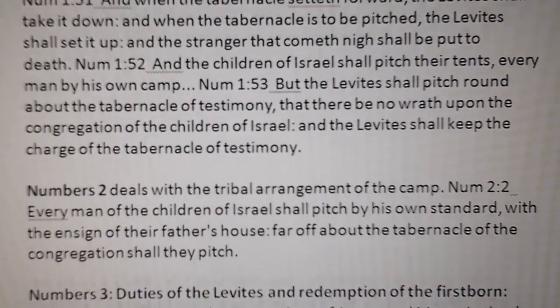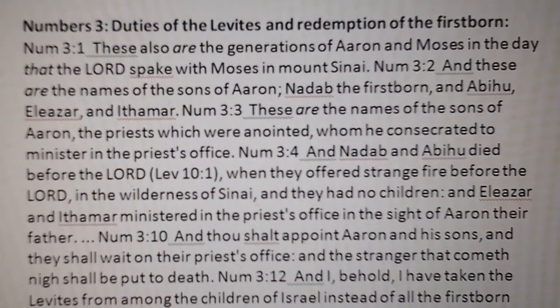Okay, Numbers chapter 3. This deals with the duties of Levites and the redemption of the firstborn son. Remember, this is just a little bit of background knowledge because the study is really to do with what we need to do for salvation. Numbers chapter 3 verse 1. These also are the generations of Aaron and Moses in the day that Yahweh spake with Moses in the Mount Sinai.